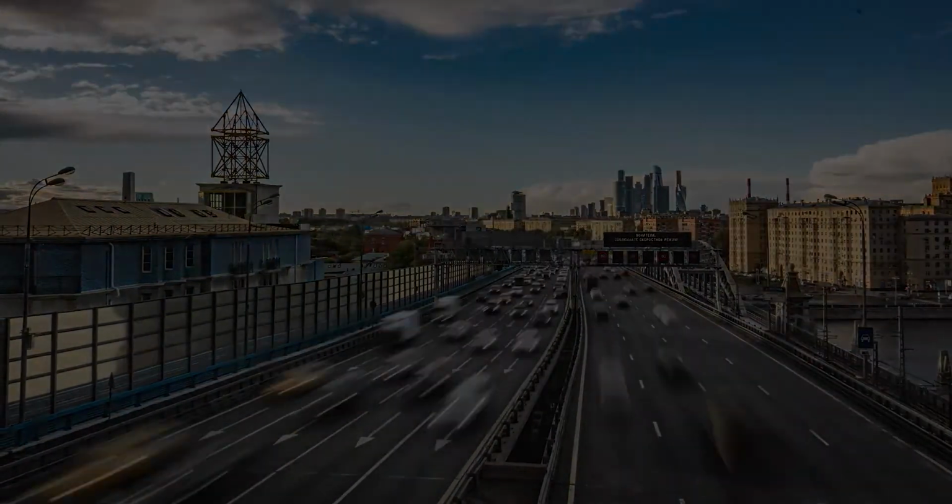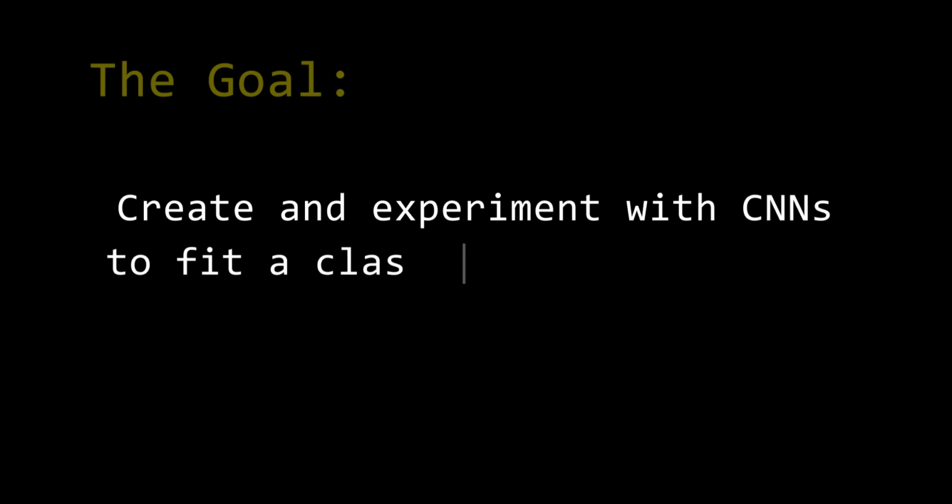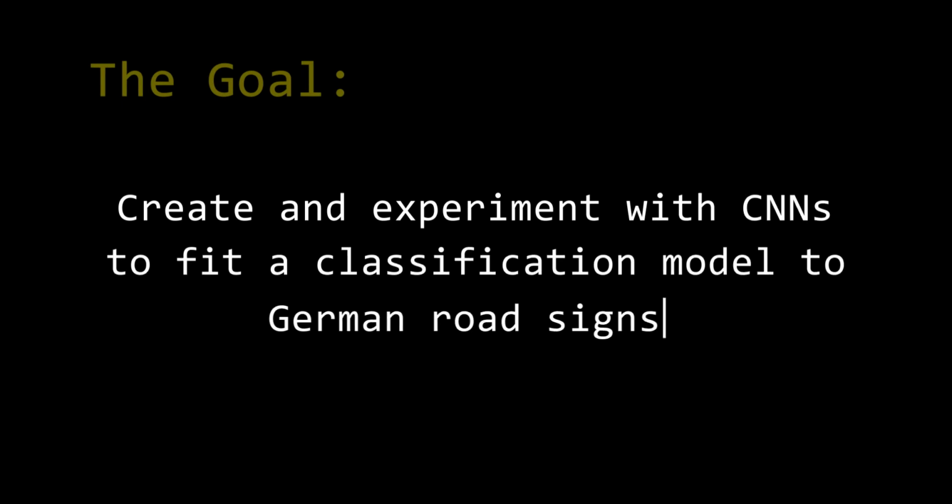For this particular project, I'll just say the objective is to create an experiment with convolutional neural networks and fit models to a dataset of German road signs. Although it really doesn't matter what the pictures are of. I promise, it's not interesting. Fine. Here's an example of what we're working with. Happy?